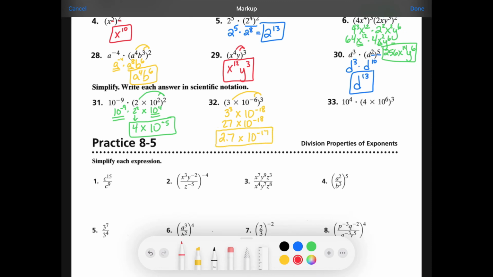Give the third power to everything over here. 4 to the third. 10 to the 18th. So 4 to the third is 64. We'll have to adjust that. We'll add the exponents on the 10. 4 plus 18 is 22. Make it 6.4 times 10 to the 23rd.